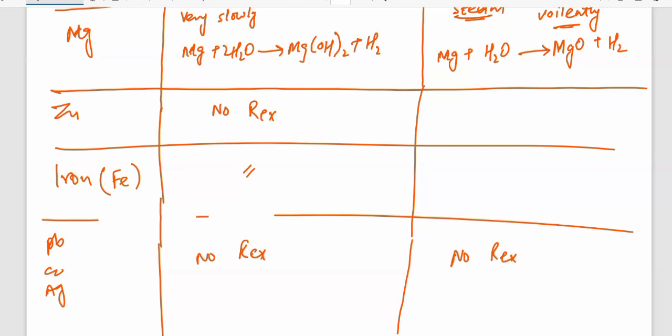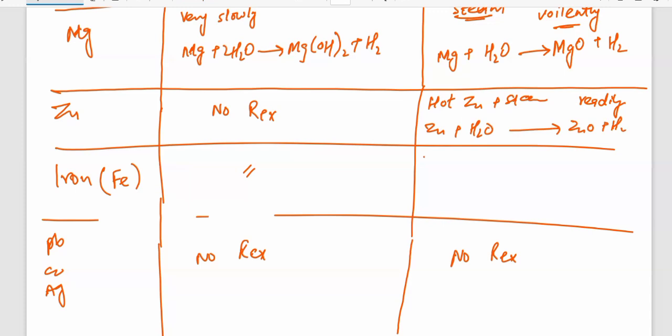Hot zinc reacts. Hot zinc reacts means here we have to provide heat. Here only steam. When we take hot zinc, then there is steam, then it reacts readily. You will see that zinc plus H2O, the same reaction will happen: ZnO plus H2 gas.